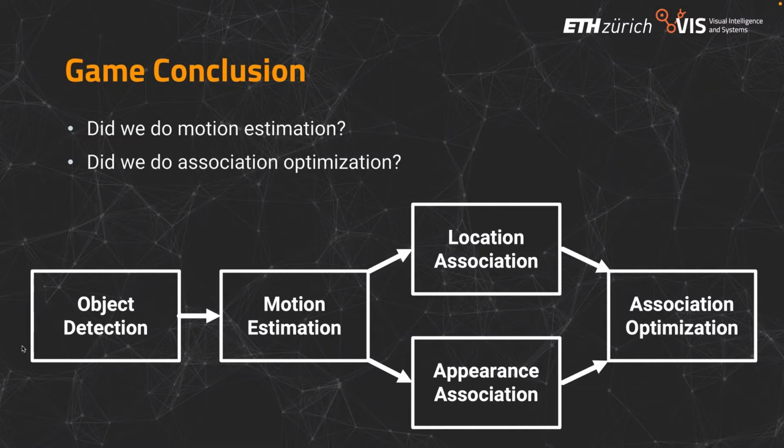Okay, so with this small thought experiment, I want to ask you 2 questions. When we do this association, do we actually use motion estimation? Which means, do we actually try to propagate the objects to the next frame based on their location? And the second question is, did we actually do association optimization? I'm sure the answers are no.